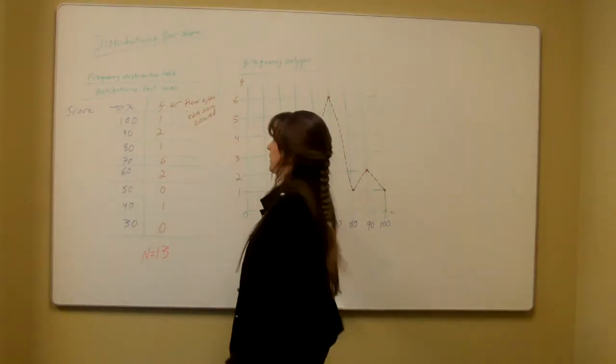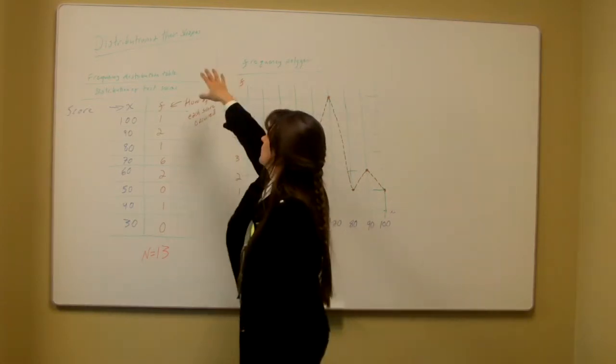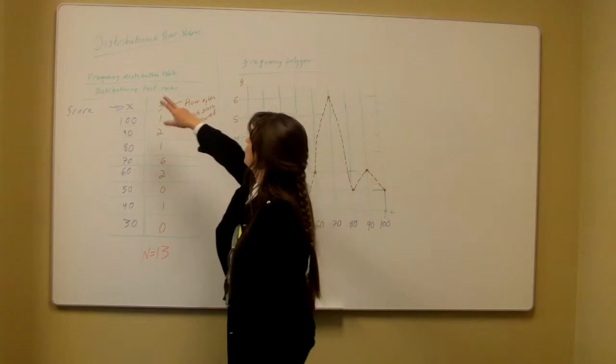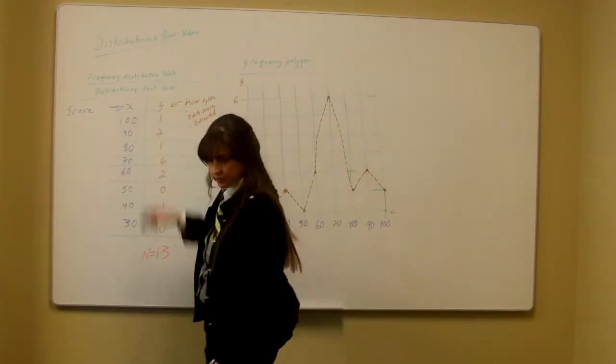Distributions. First we're going to talk about a frequency distribution and a frequency polygon. And we'll talk about their shapes in the next video. Frequency distribution table. This is a distribution of test scores.